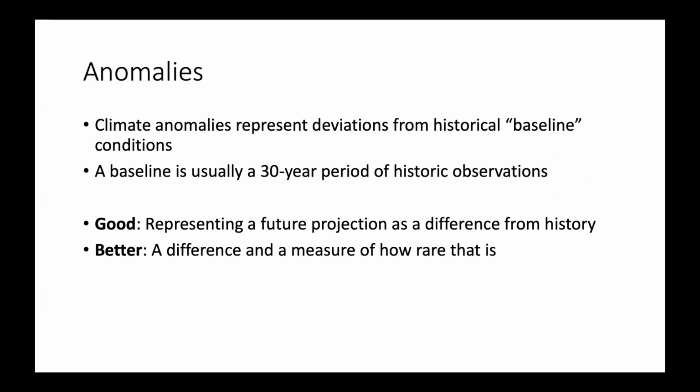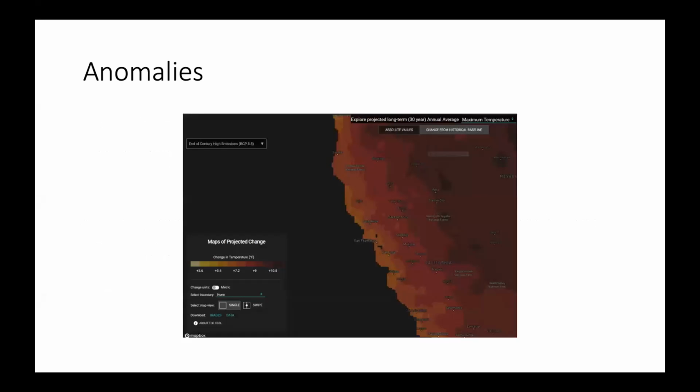But I did want to talk very briefly about anomalies and why you should think about using them. Climate anomalies are deviations from a historical baseline, typically a 30-year period of historic observations. It's a way of representing the future projection as a difference from history, which might be more useful and more easily understood by most users. If you can, and you have the expertise to do so, it's always good to couple that difference with a measure of how rare it is, some sort of deviation, looking at the variance associated with it.